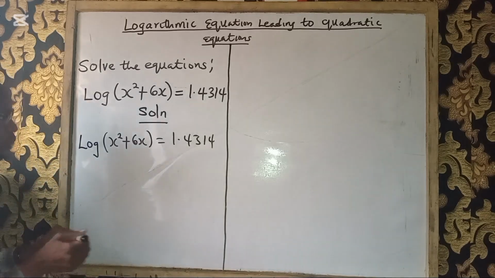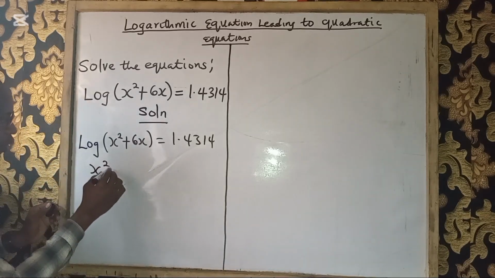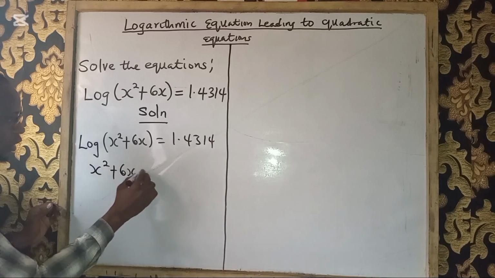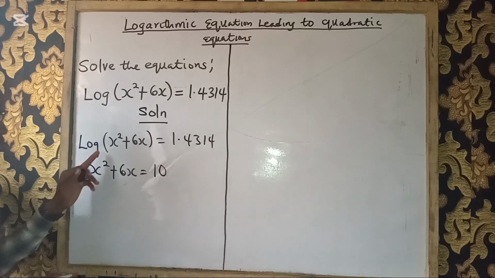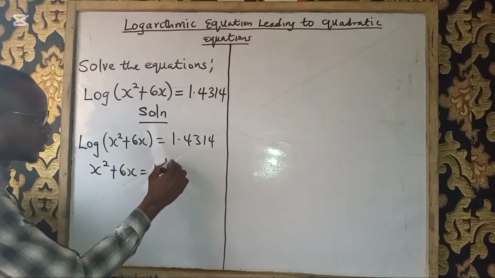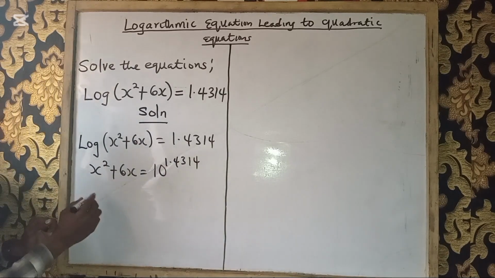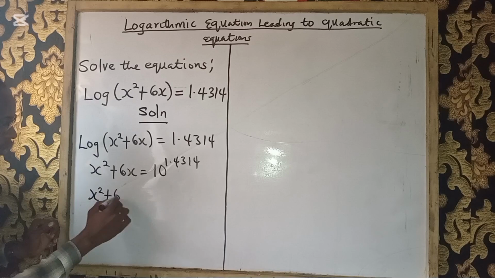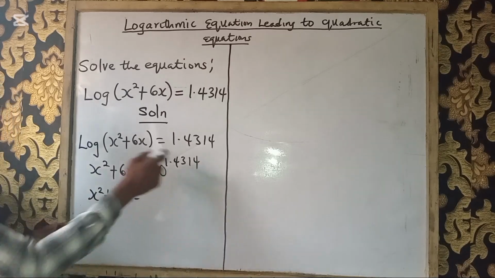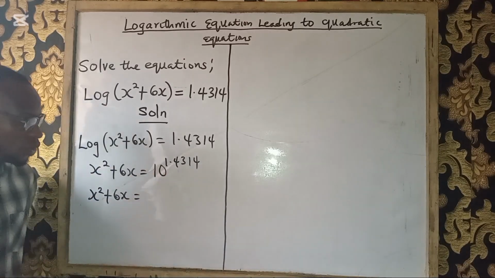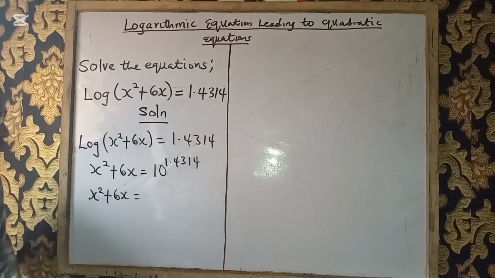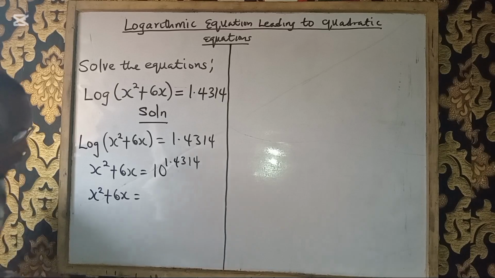So if you do that, you are going to have x squared plus 6x is equal to 10, don't forget, raised to the power of 1.4314. Of course, this is the same thing as x squared plus 6x equals, then we use our calculator to evaluate this one. So let's use the calculator to evaluate this. That's 10 raised to the power 1.4314.